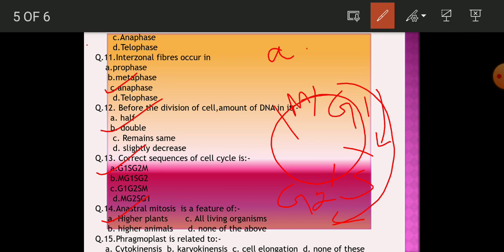Then, the phragmoplast is related to cytokinesis, karyokinesis, cell elongation or none of these. The phragmoplast is related to cytokinesis, so option A is the correct answer. Cytokinesis is mainly related to the phragmoplast.